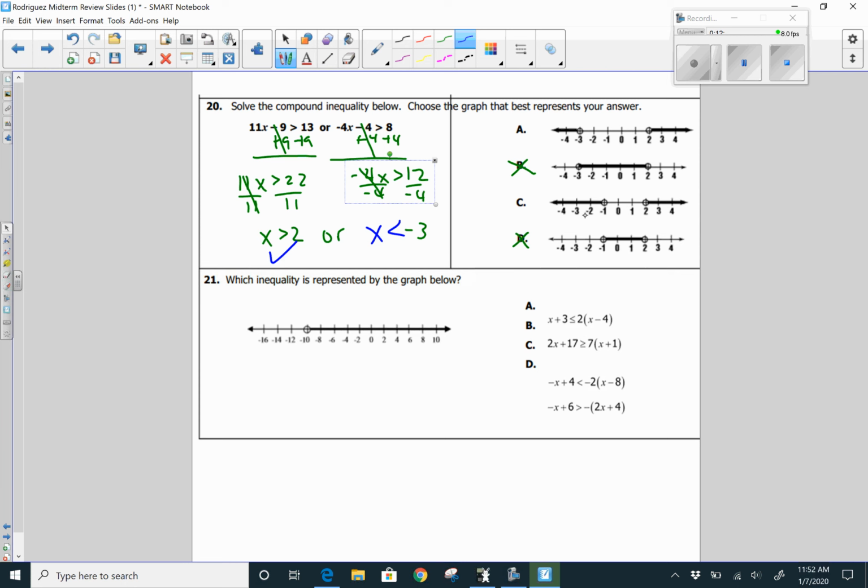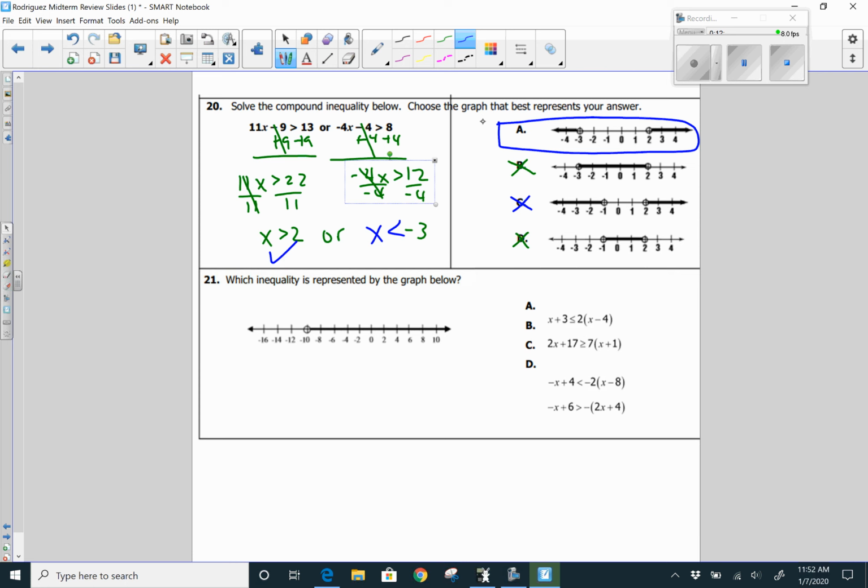I have less than. So here, x is less than negative 3. Look at this. Here's negative 3. There's not even an open circle there, so this can't be it either. So it has to be the first one. Which inequality is represented by the graph below.